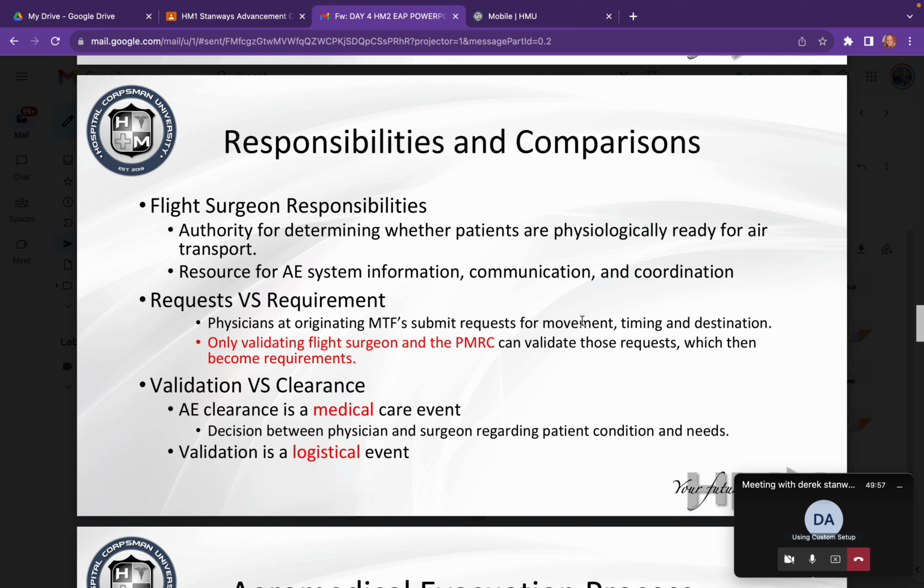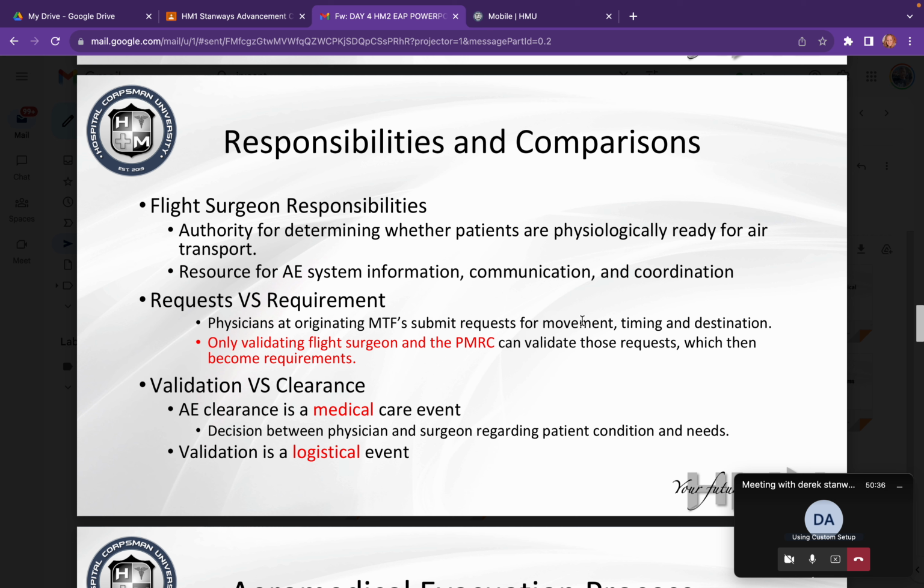So, responsibilities and comparison. Flight surgeon: authority for determining whether patients are physiologically ready for air transport, and a resource for AE information, communication, and coordination. So this goes along with when those patients come up from that respective combat zone to the Role 2. That's why the AELNOs are embedded with the medical staff, so that they can do their assessments, do what they need to do, and make sure that those patients are actually capable of being transported via air to where they need to go. Resource for AE system information.